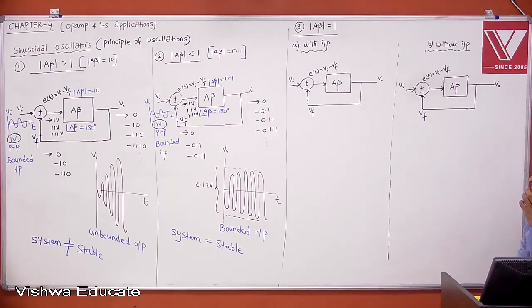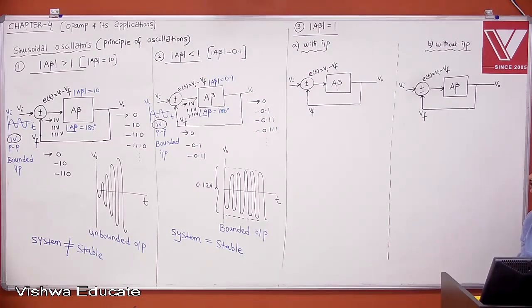We should actually consider the total loop phase shift. But now I'm taking A beta as giving 180 degrees phase shift, like a common emitter amplifier, with a feedback system or an open loop amplifier, for example, an inverting amplifier, right? That is all.